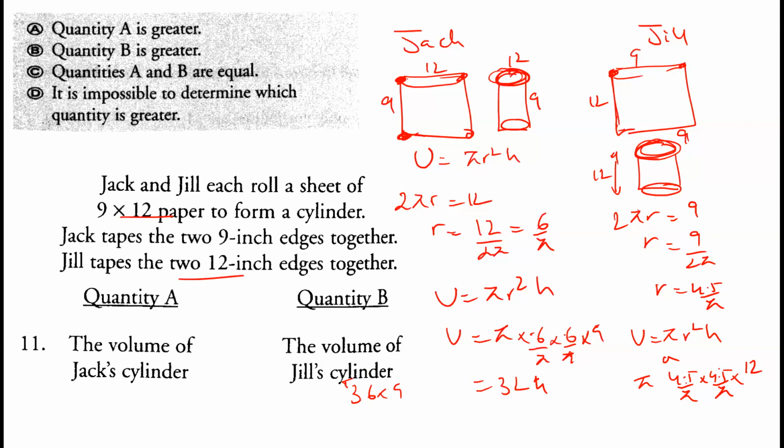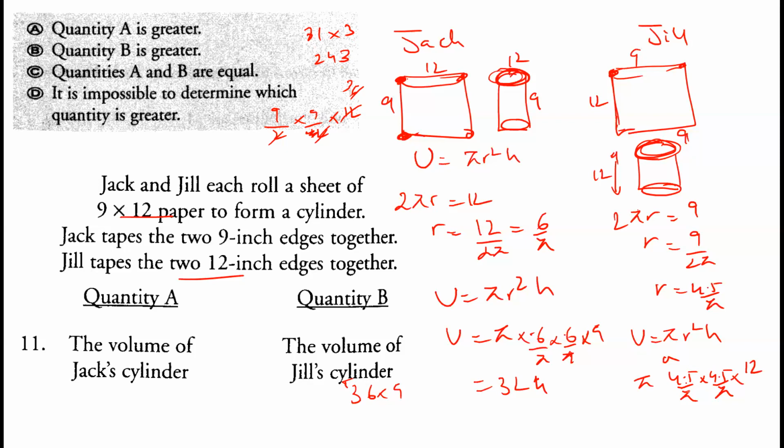And 4.5 into 4.5 into 12. Now this would be less than 324. We can say 4.5 is 9 by 2, so 9 by 2 into 9 by 2 into 12. So 9 9s are 81. 2 6s are 12, so we get 81 into 3. 3 1s are 3, 8 3s are 24. It's 243.